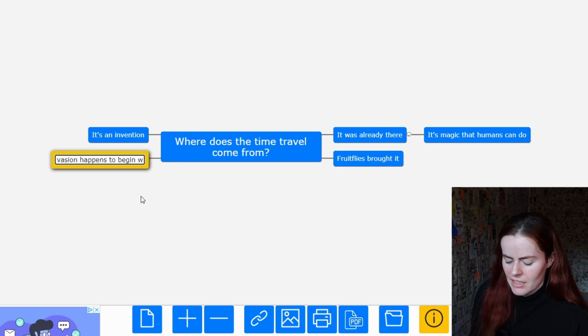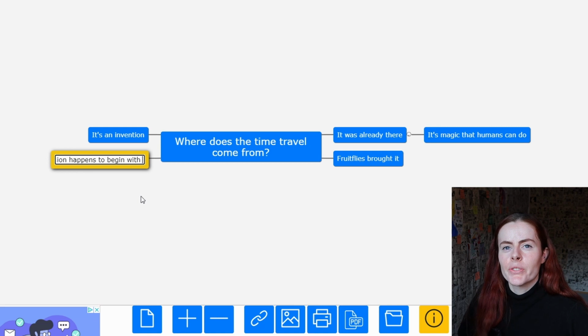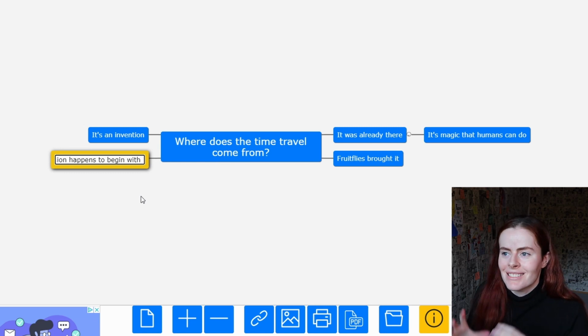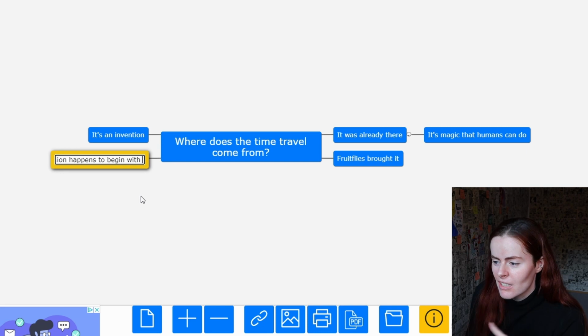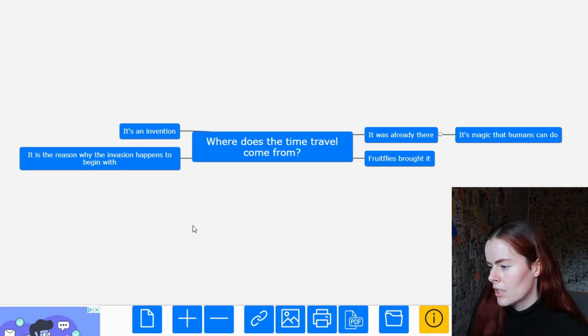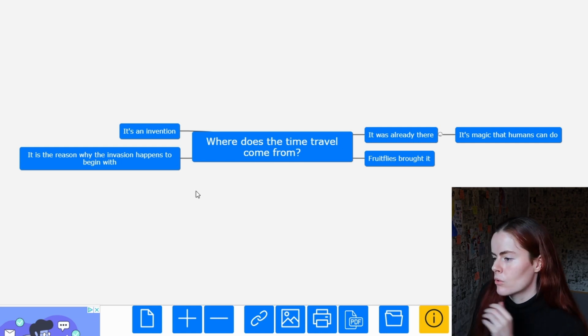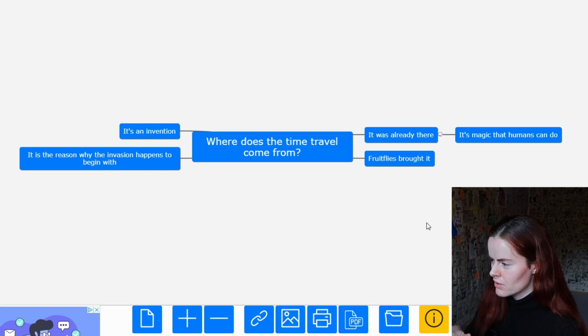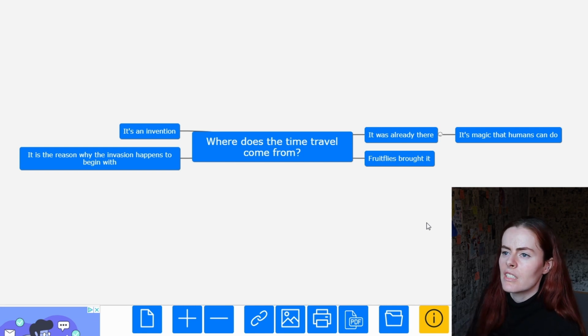That's the idea like in Primeval, where the whole anomalies thing was basically just a natural phenomenon, and that's what caused the plot to happen. So it's kind of like that. There's some sort of multiverse or rips in time, and because of that the fruit flies come over from their world into the human world, and that explains the time travel and also gives the tool to fight them. Then what else? Let's go with five again. It's an invention, it's the cause for why it happens, so a natural thing, it's already there, fruit flies brought it, so the threat can do it.